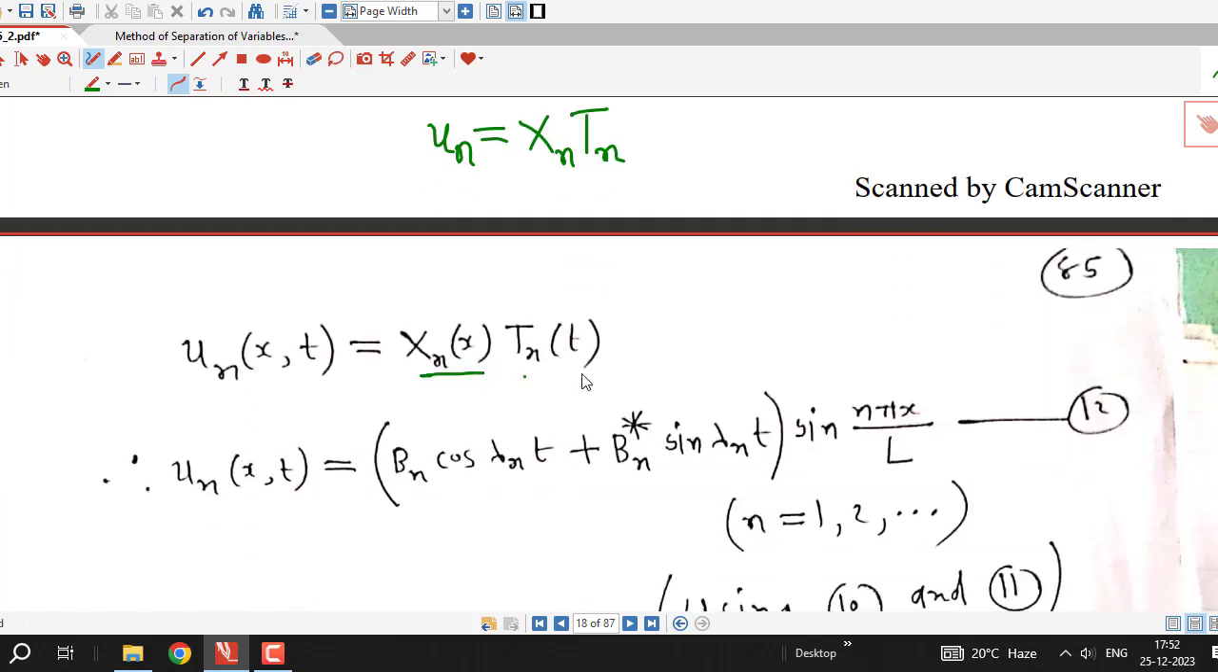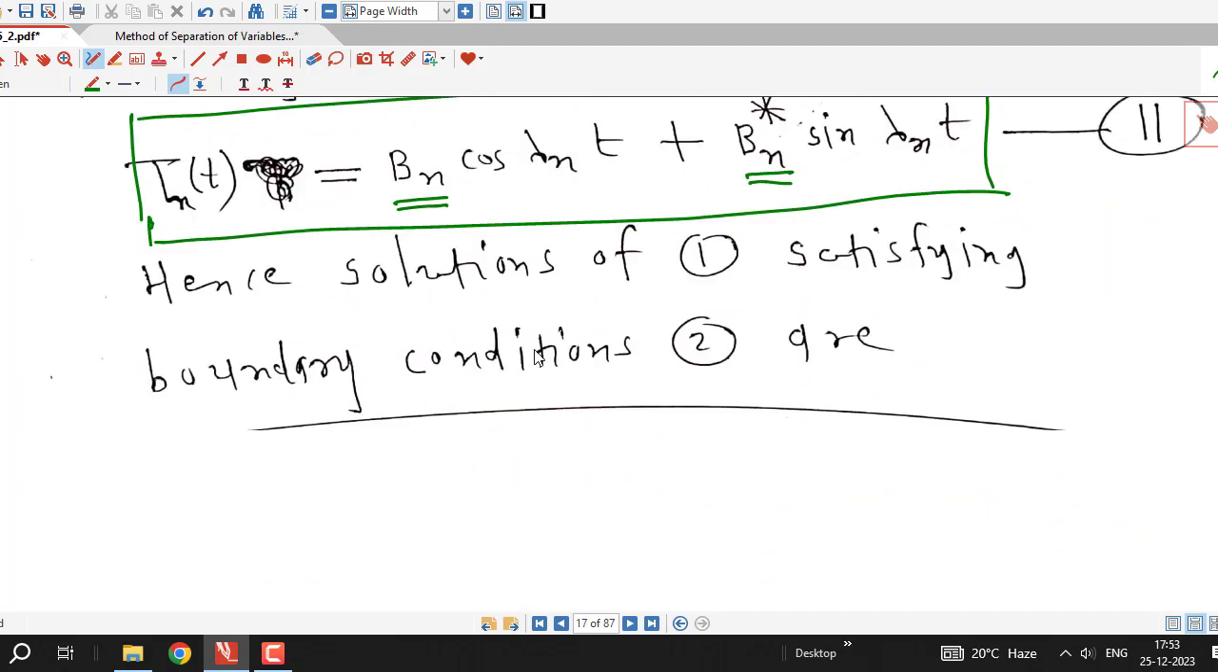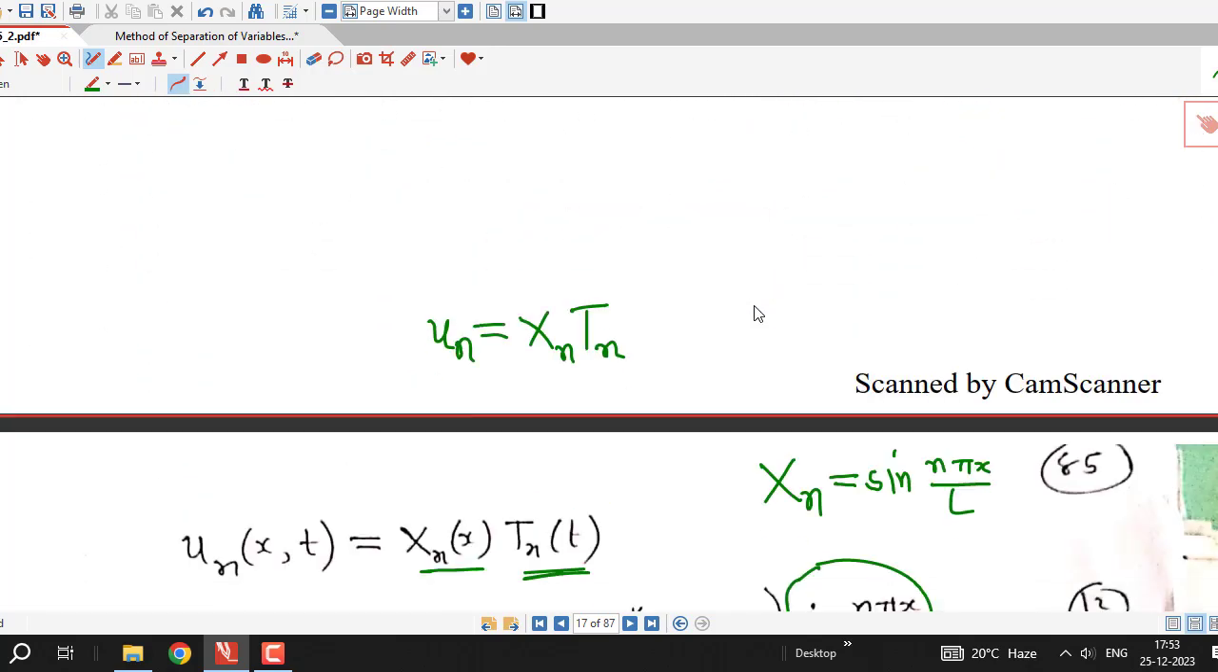We substitute values of xn and tn, and here xn was taken as sin n pi x by l. We had taken that arbitrary constant b equal to 1, and this is tn that we just obtained here, bn cos lambda n t plus bn star sin lambda n t.